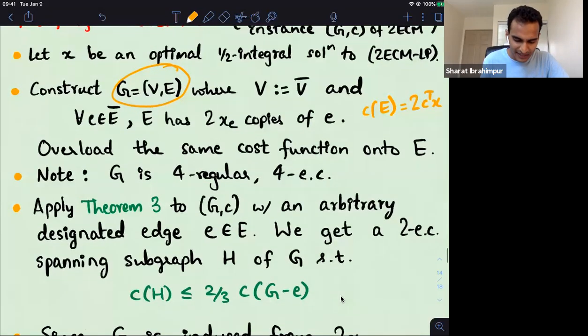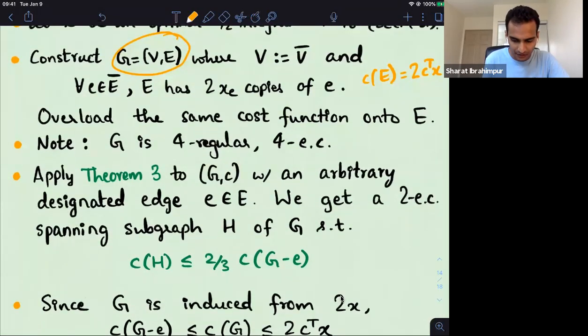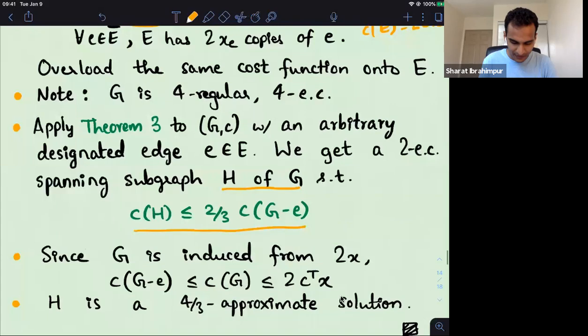We then apply theorem 3, which shows how to obtain a 2 edge connected spanning subgraph H such that its cost is bounded by 2/3 the cost of G minus E. So you have the entire budget of the graph without the edge E, times 2/3. That's the budget you have, and we gave an order n squared algorithm for doing that. And we just translate the solution H back to the original graph. The vertex set is the same, and for every edge that appears in H, we use the same edge in G bar. That is all we do.